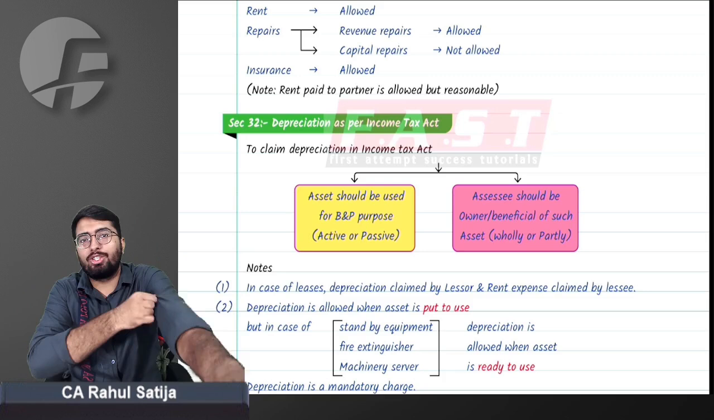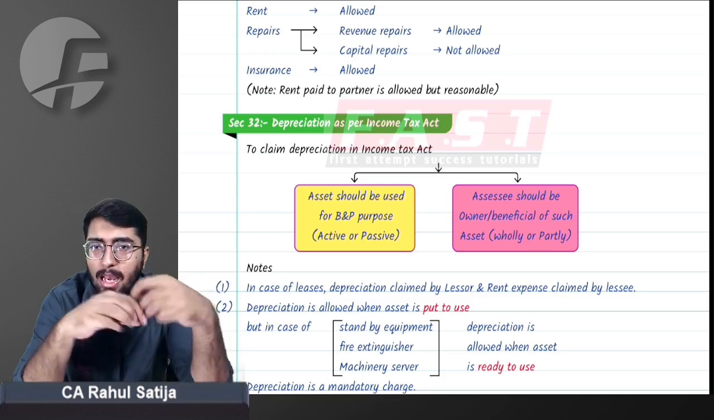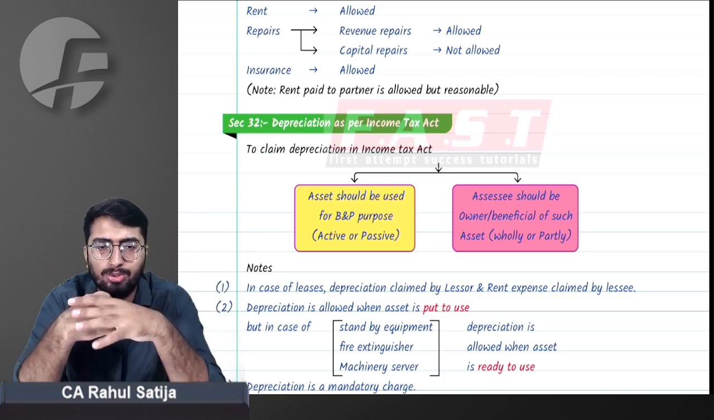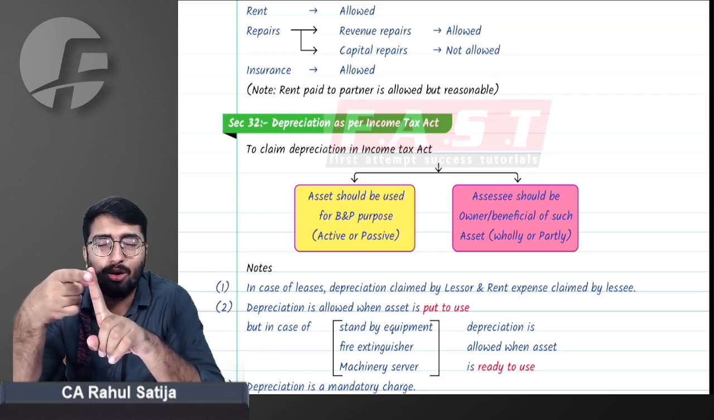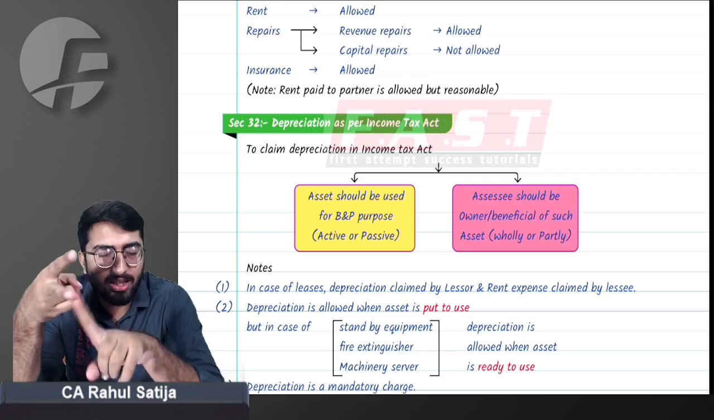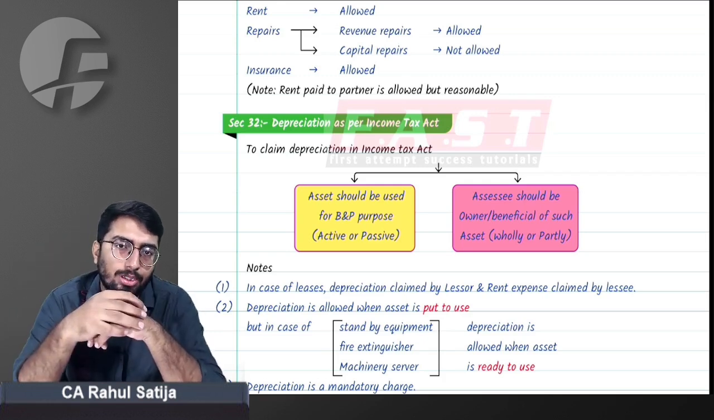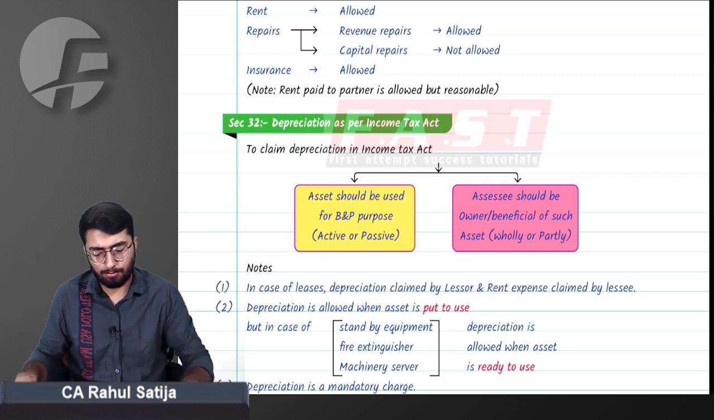So what I said, depreciation is allowed from the put to use date, but in three cases it will be allowed from the ready to use date. What are those three cases? First of all, standby equipment, then machine servers, and the last one is fire extinguisher. At this point, yes, sir.